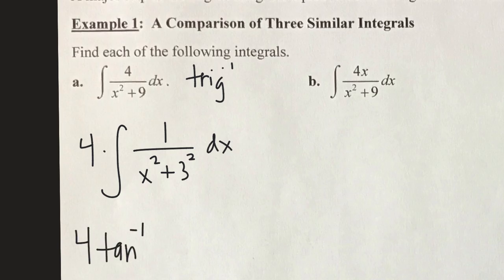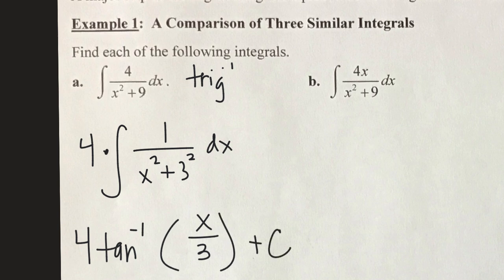4, because there's a 4 out front. So 4 arctans of x over 3. Your a value is 3 and your u value is x. So 4 arctans, or inverse tans, of x over 3 plus c.